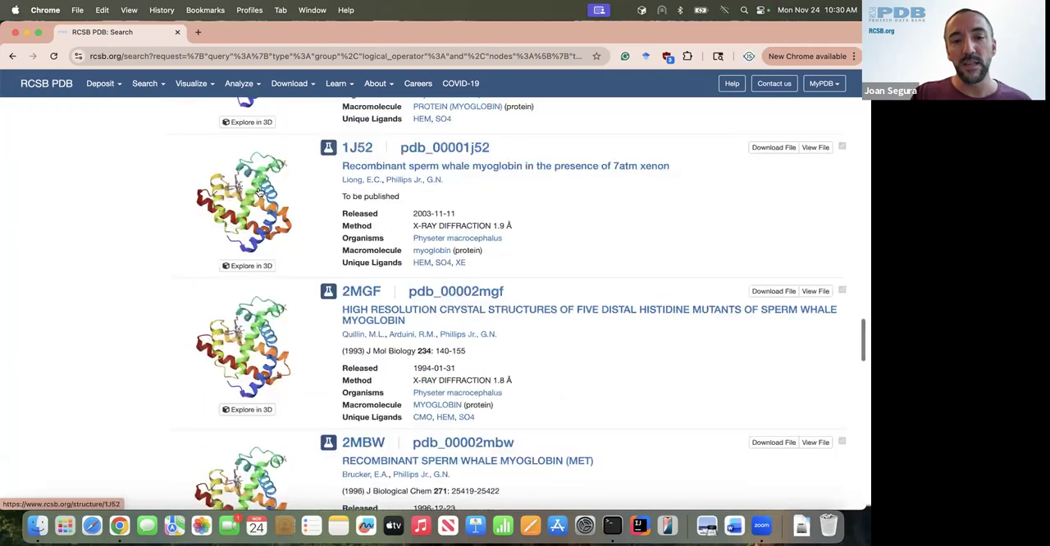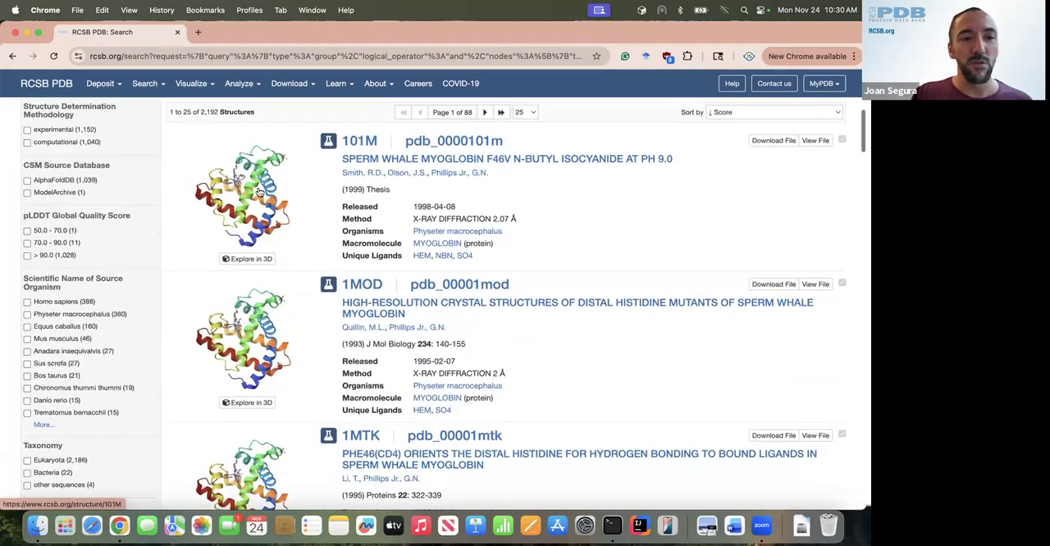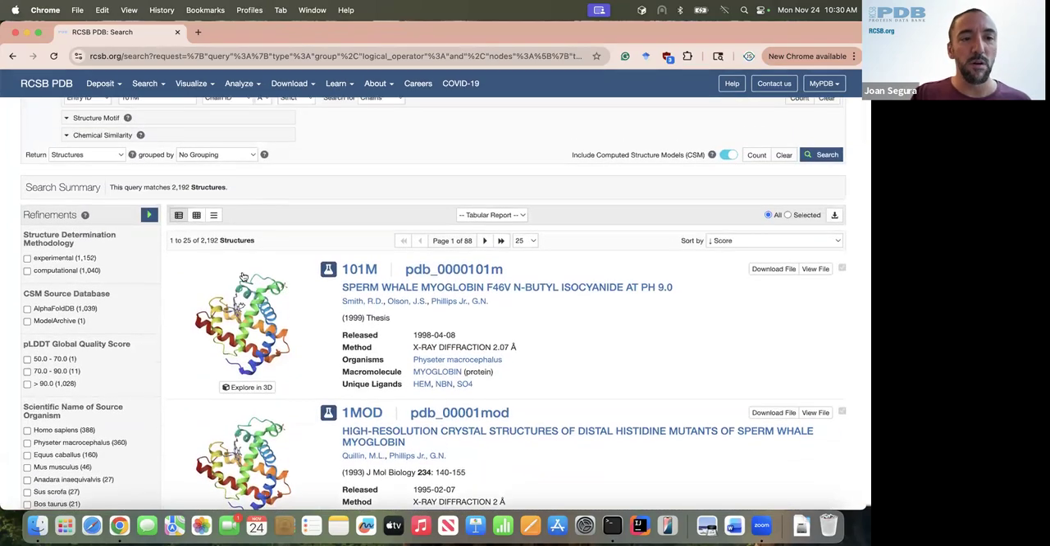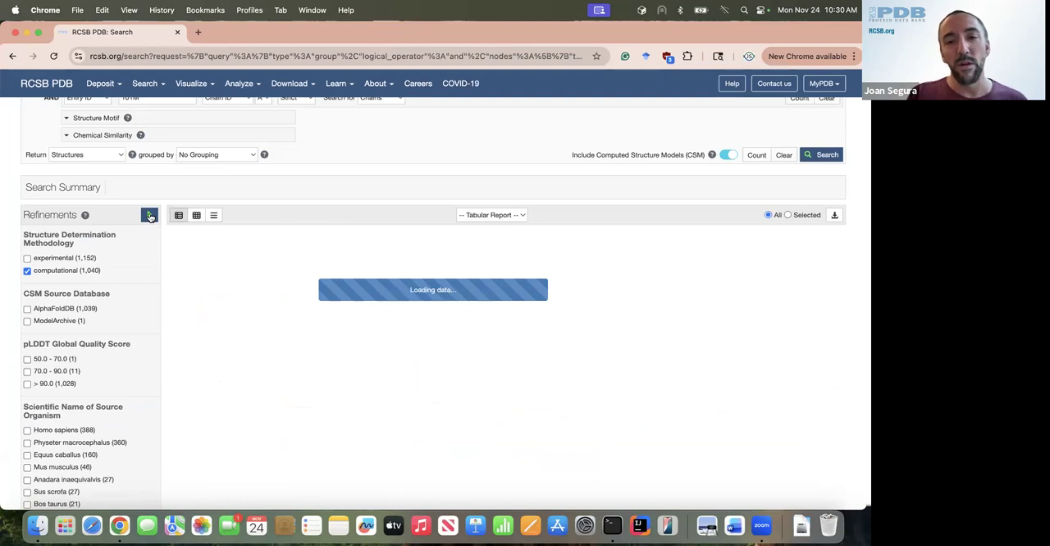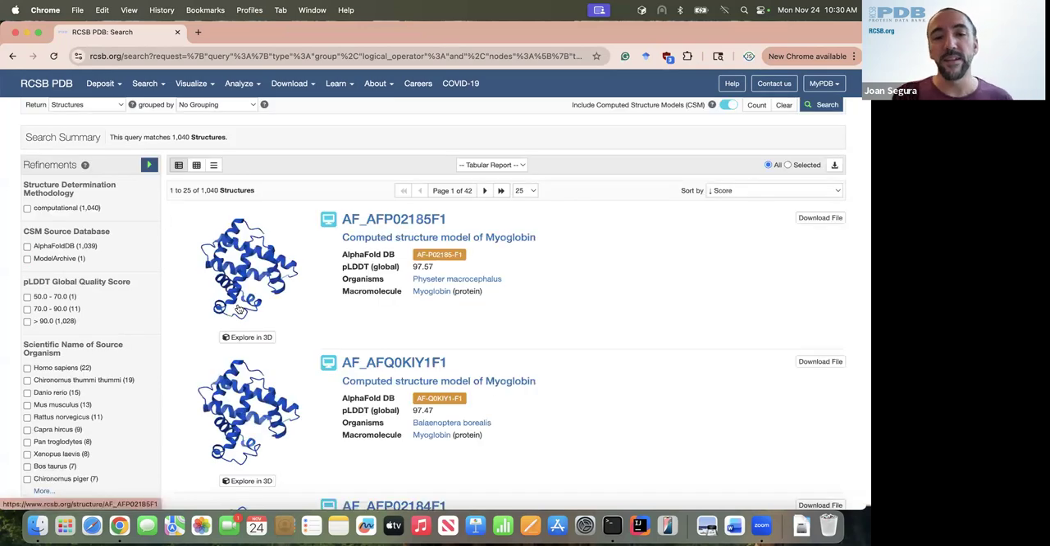And I don't see any model here, but remember, if you are interested in exploring models in particular, you can always use our drill down to refine your search, choose computational. Remember, it's not enough only to check the checkbox. You have to run the search again. Okay, and here they are.